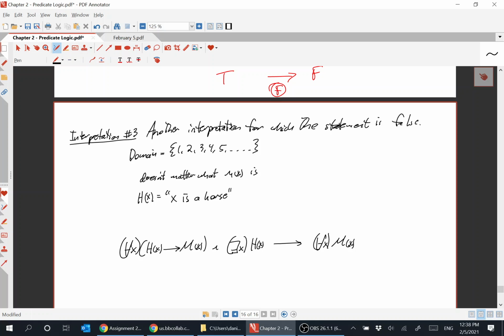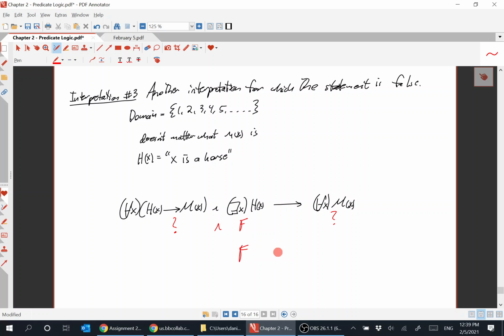So x is a horse. Right? Don't care about this. I don't care about this. Don't care about this. This is false. So the hypothesis is false. The conclusion is whatever. So the whole thing is true. Sorry. I'm going to make it true.